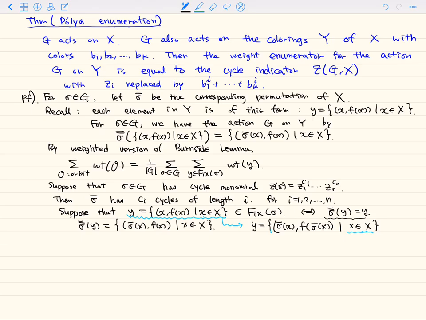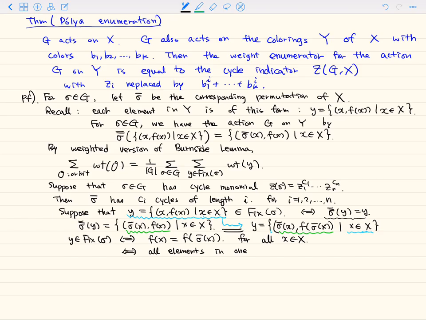What I did here is I replaced x by sigma bar of x. And from the condition that y is fixed by sigma, these two must be the same. That means y is in fix of sigma if and only if we have the same pair. So this part must be equal to this part for all x. That means the color f of x must be equal to the color f of sigma bar of x, for all x. And this means all elements in one cycle have the same color.